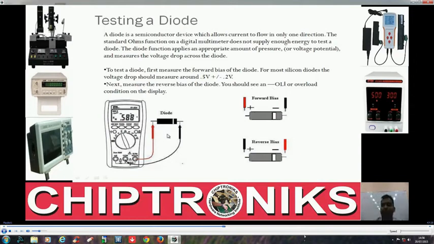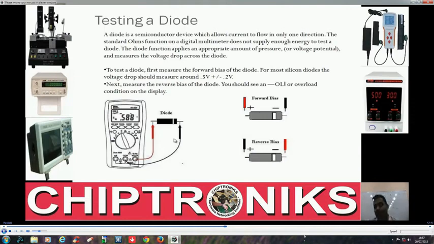So what exactly are we measuring over here? We are measuring the proper working of a diode. As I said, a diode will allow current to move across in forward bias, and it won't allow current to move when it is in reverse bias.